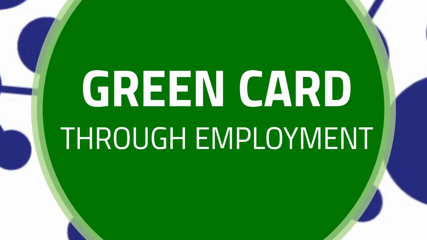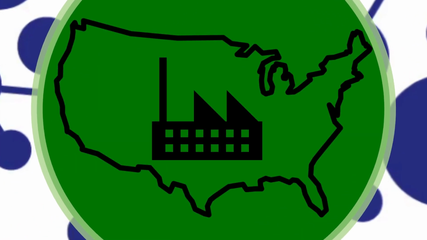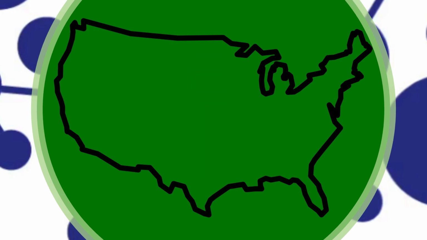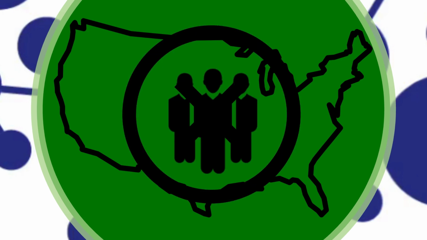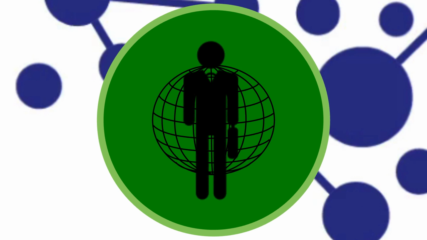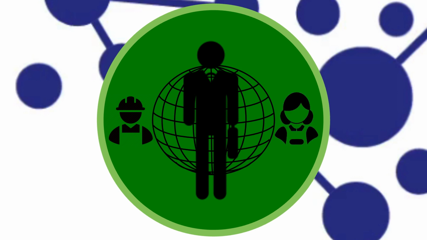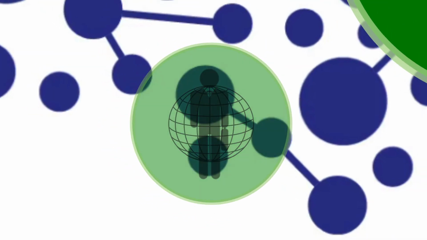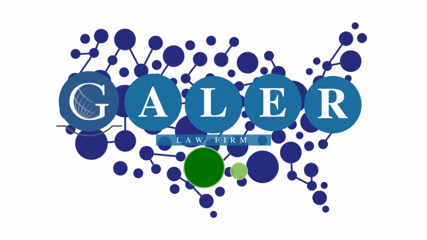Green card through employment. If a company in the United States or a US citizen cannot find a worker to fill a certain position, the employer can sponsor a foreign national to obtain a green card so he can work for that employer. The government will provide the green card to the foreign person, provided the employer demonstrates that he cannot find a qualified, able, available, and willing US worker, and that he can pay him the prevailing wage.